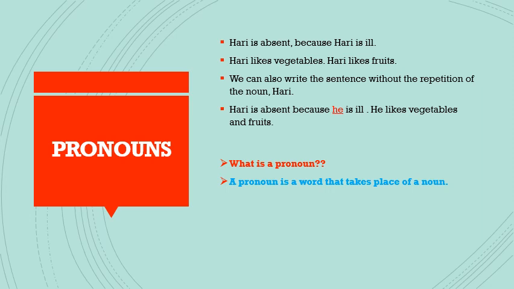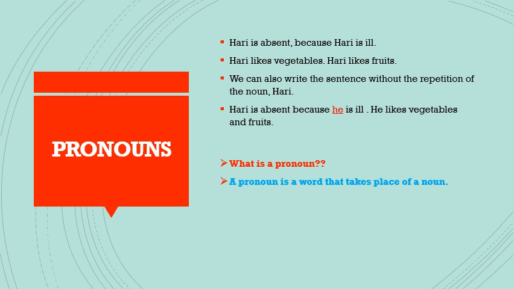Well, I think something is wrong with the sentence, isn't it? I am repeating Hari again and again. Well, I think I can actually do without the repetition. How? Well, I can say Hari is absent because he is ill. He likes vegetables and fruits. I think this sounds better, isn't it?